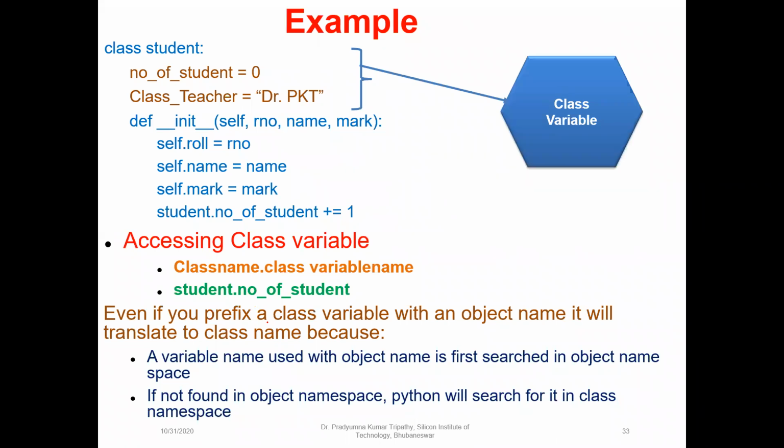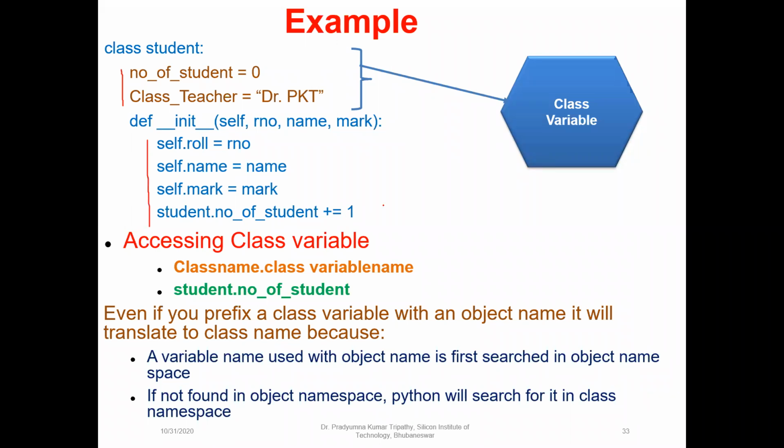Look into this example. Can you say which are class attributes and which are data attributes over here? I have a class Student with number of students and class teacher as class attributes, yes. And role number, name, and marks are data attributes.